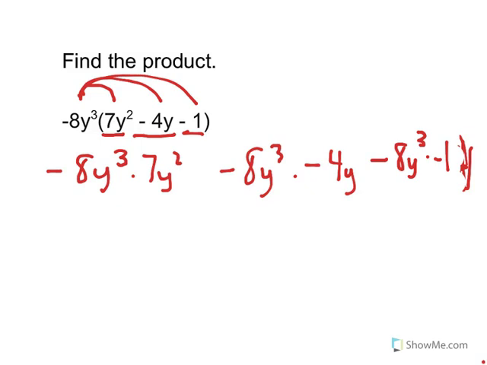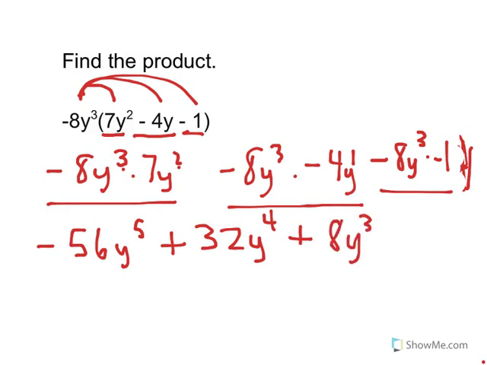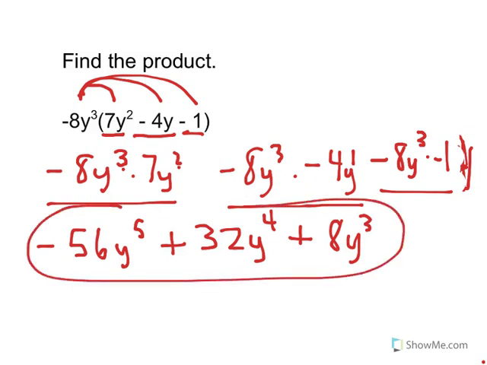And so when we do this, you look at these very first set of terms. You're going to get negative 56y to the fifth, because you're going to add the exponents of 3 and 2. We take negative 8y cubed times a negative 4y. We get positive 32y to the fourth. And then we're going to take negative 8y cubed times negative 1. We get a positive 8y cubed. Now notice the exponents go down in order, 5, 4, 3. It's in standard form. And so there is our answer for this multiplication problem.